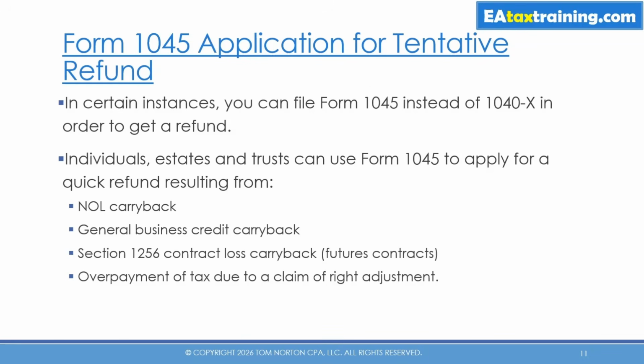Sometimes you do not need to amend a return if you are filing for a refund for a specific purpose. So you use Form 1045, application for tentative refund. So first of all, it does have to be a refund. And if you are filing for a refund due to any of the things on the slide here, if it is for a net operating loss carryback, if it is for a general business credit carryback, for a Section 1256 contract loss carryback, or for an overpayment of tax due to a claim of right adjustment.